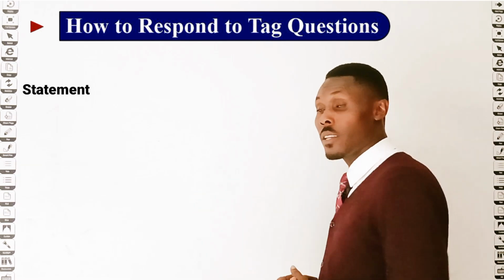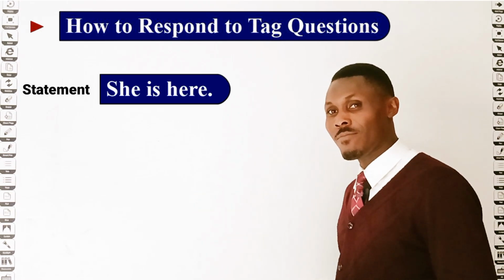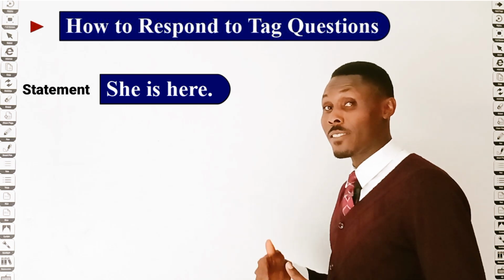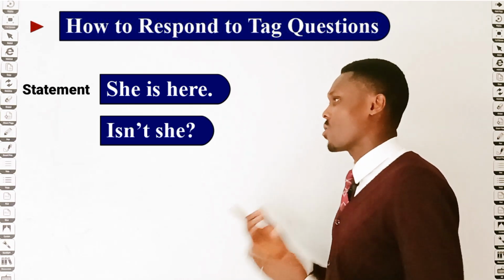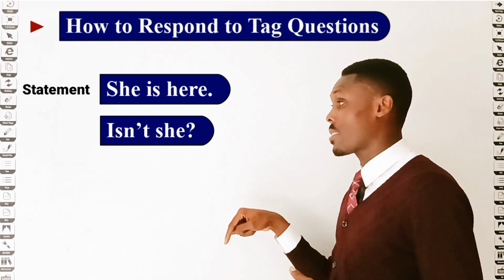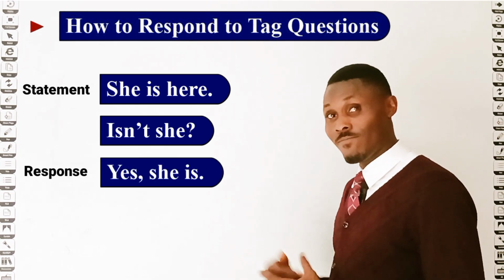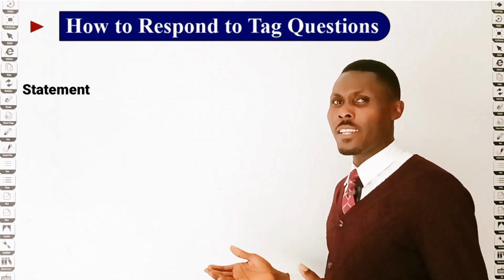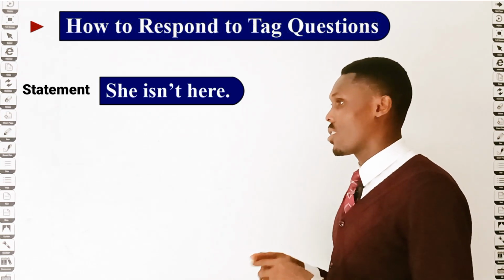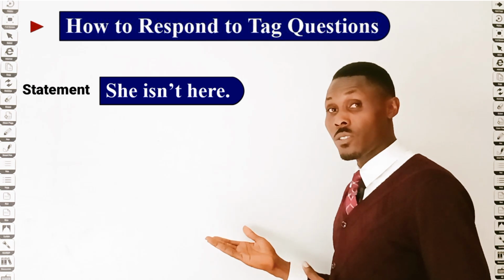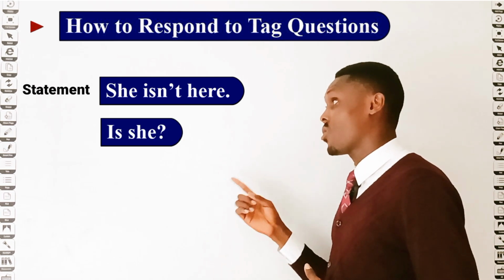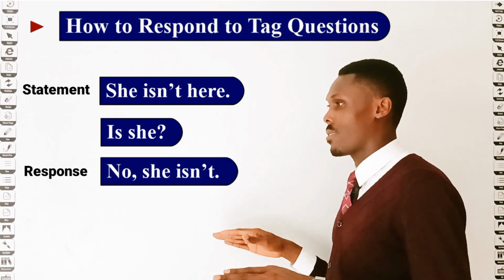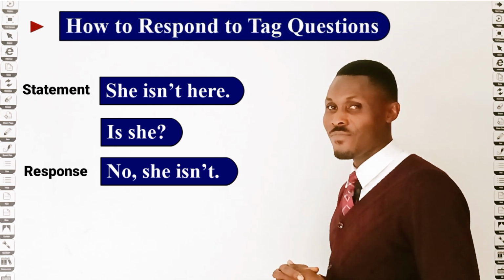Statements. She is here. It is a positive statement. So the response is going to agree with it. So if I say, isn't she? The response has to agree. So I say, yes, she is. But if I say, she isn't here, then I'm going to ask, is she? And the response goes back to the statement. No, she isn't.